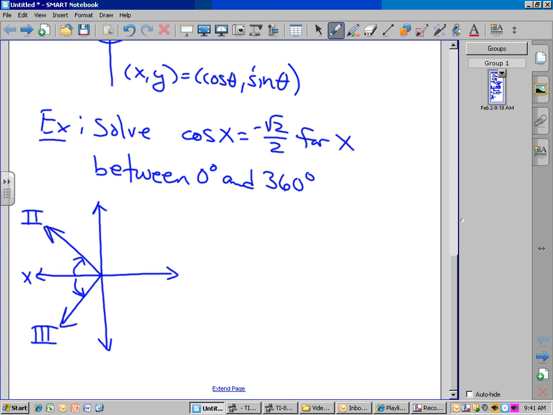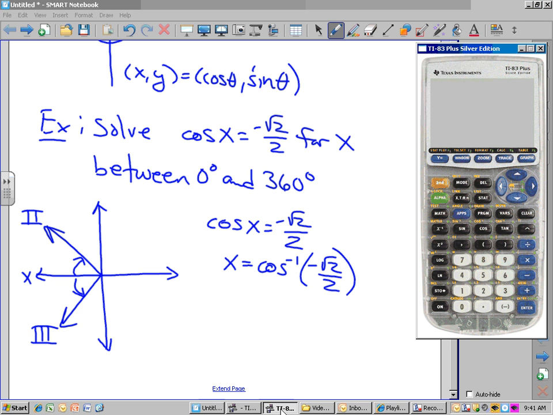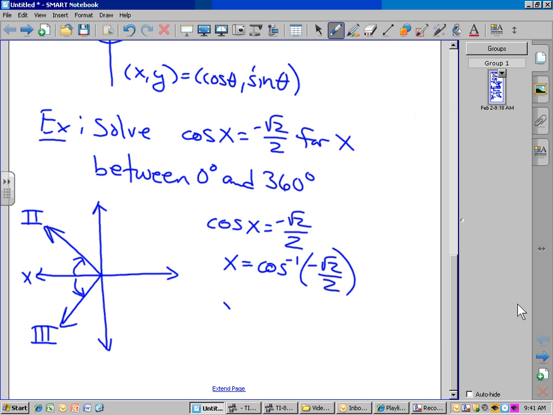Let's figure this one out. Cosine of x equals negative square root of 2 over 2. X equals the inverse cosine of negative square root of 2 over 2. Inverse cosine, negative square root of 2 divided by 2. I'm getting 135, which is this solution. 135 degrees. That's in quadrant 2.